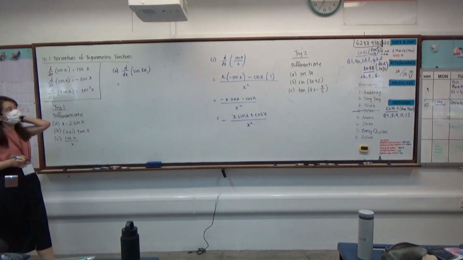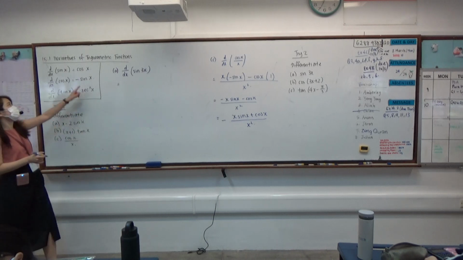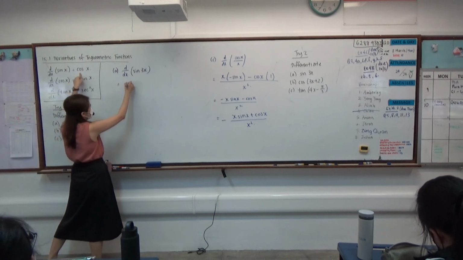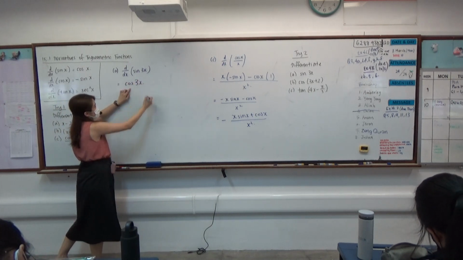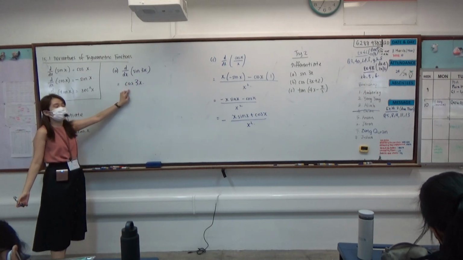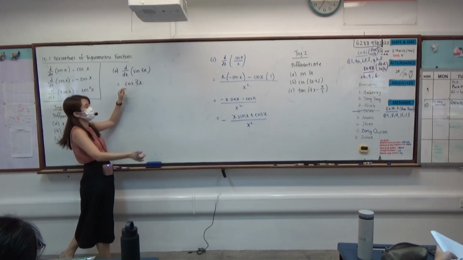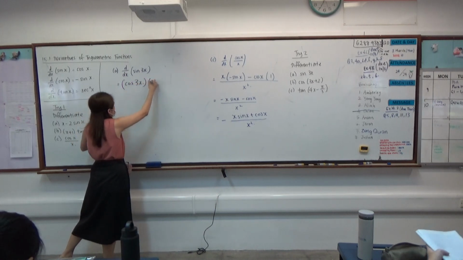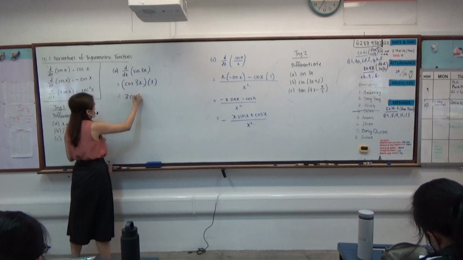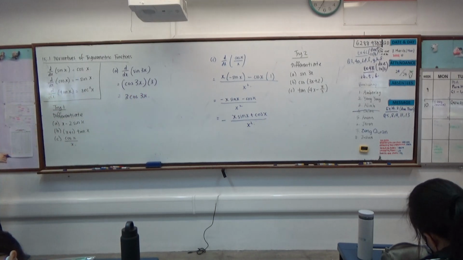Differentiating sine 3x: sine itself, when you differentiate, changes to cosine. So cosine what? Cosine 3x. Then after that we need to differentiate the things found inside the function itself. Differentiating 3x, we get a 3. So we get 3 cosine 3x.